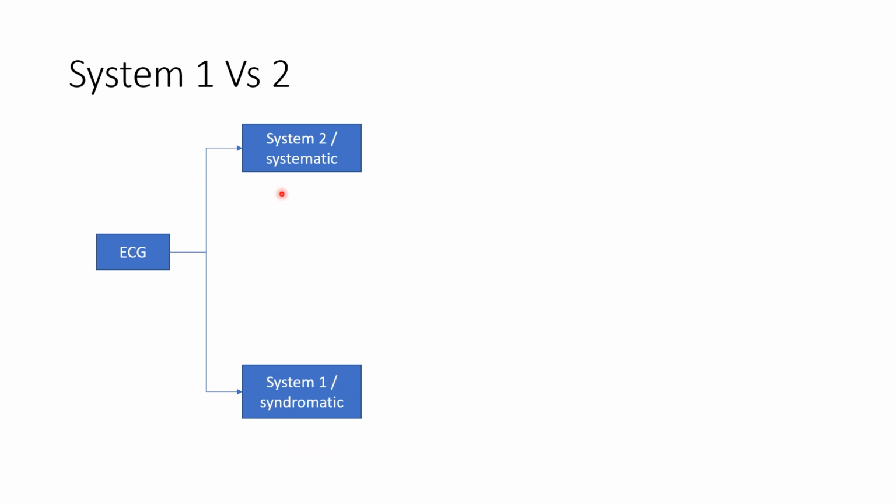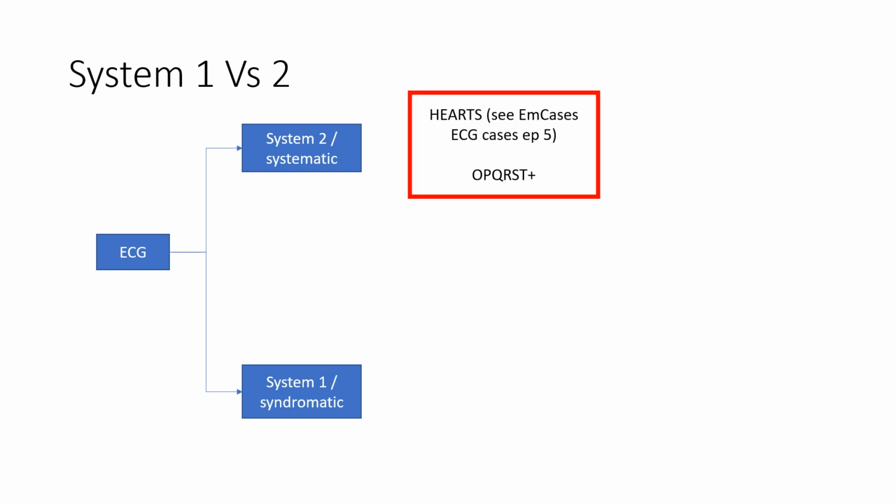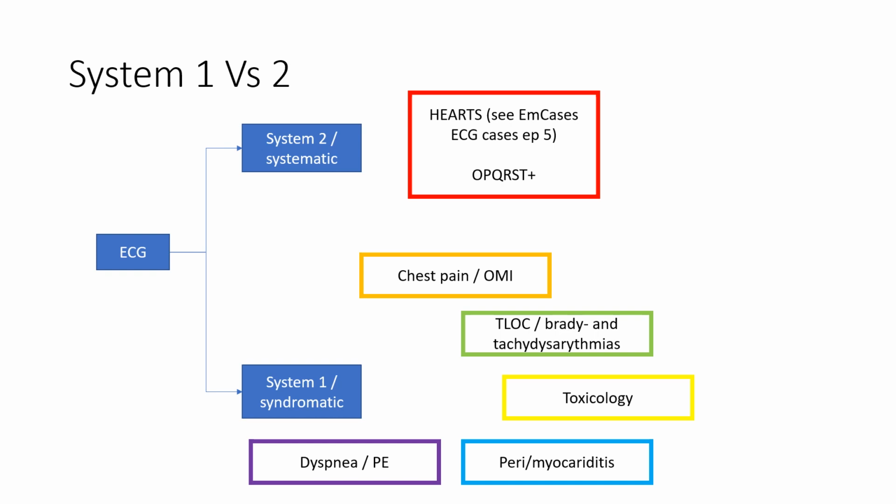But if we don't know what we're looking for, we do need to fall back on some kind of systematics, and that's why I'll go through the systematic approach to an ECG in part 1 of this lecture. There are different ways of going through it systematically, and I've just chosen one that we use in the EMCC course, which is called OPQRS T+, and it's good because it fits with our history, which is also an OPQRS T+ mnemonic. But there are others, and for instance, EM Cases uses a HEART mnemonic, and you can look that up, for instance, in ECG Cases episode 5.